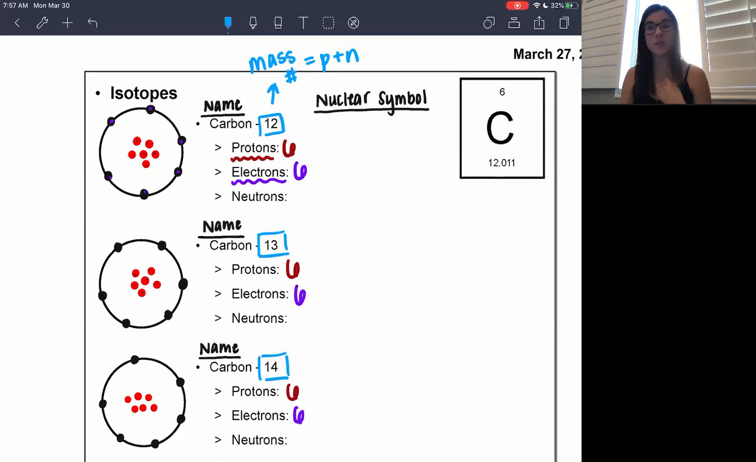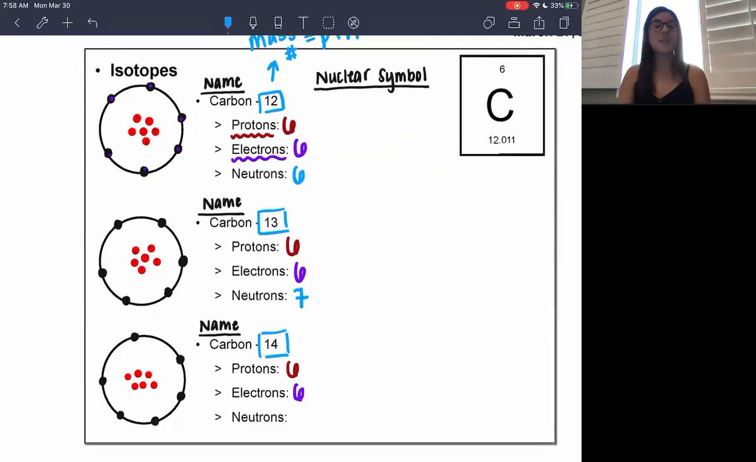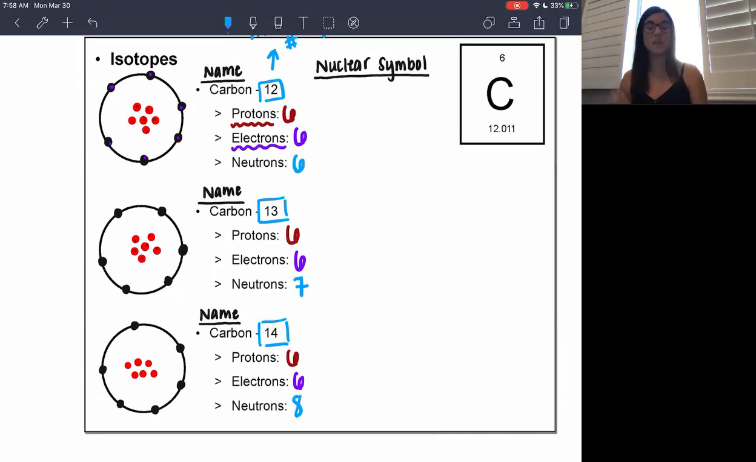Remember, those electrons are like your jewelry. They're so light that you don't even consider their mass when you're putting it on a scale. So if I have a mass of 12 and I have 6 protons, that must mean that I have 6 neutrons, because 6 plus 6 will get me a mass of 12. So carbon 13 must have 7 neutrons, because 6 plus 7 will get me a mass of 13. And then carbon 14 must have 8 neutrons, because 8 plus 6 will get me a mass of 14. So now I'm seeing finally that there's a difference in the parts of these atoms, and it's really those neutrons that are different from isotope to isotope.